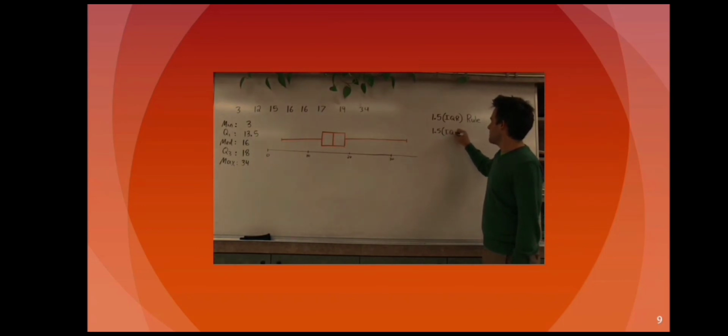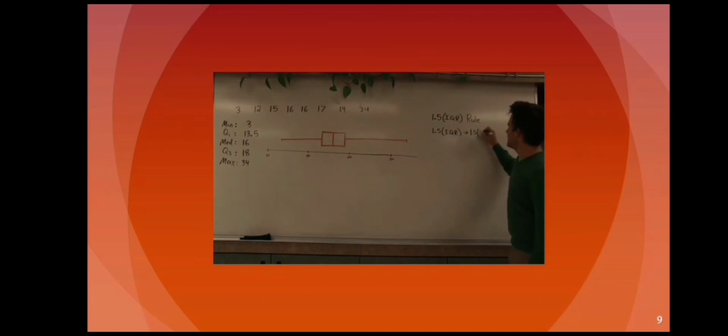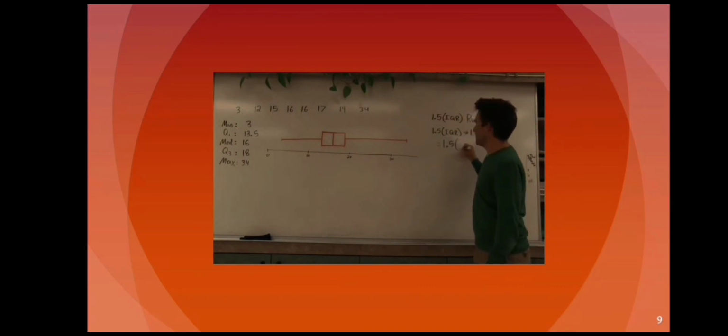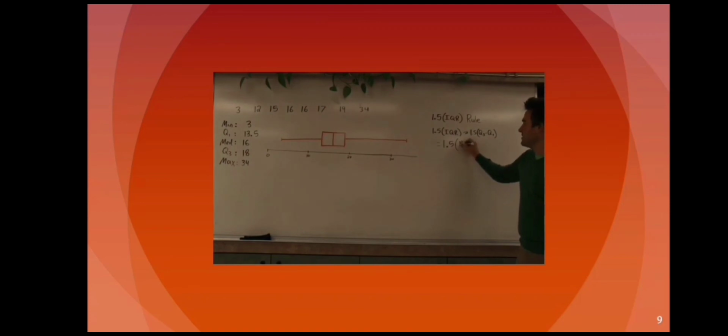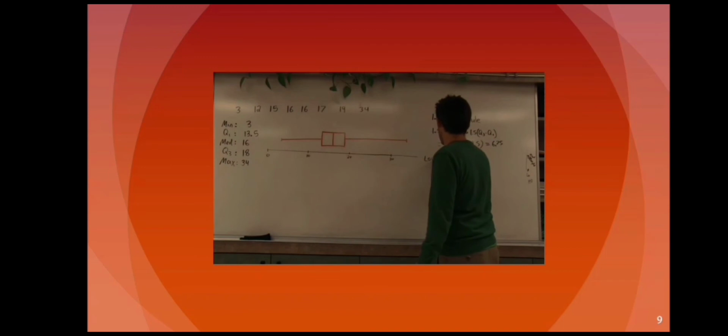1.5 IQR is 1.5 times quartile 3 minus quartile 1. So that equals, quartile 3 is 18, quartile 1 is 13.5, and that whole thing turns into 6.75. Now what we do with this value is we subtract it from quartile 1 to look for lower outliers.